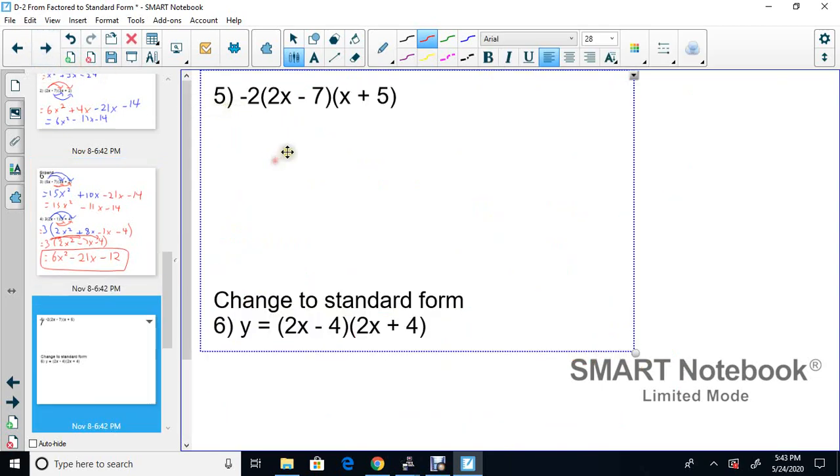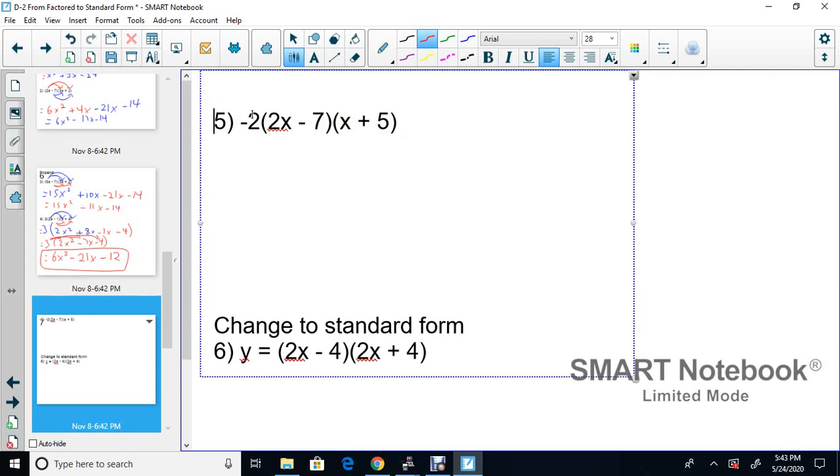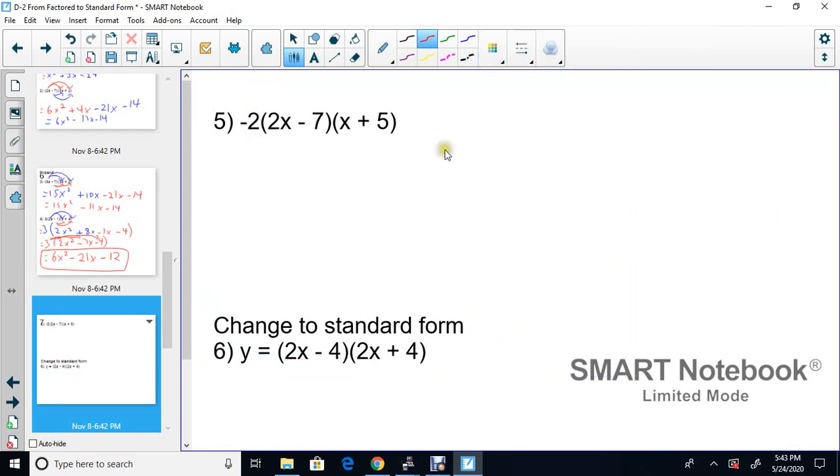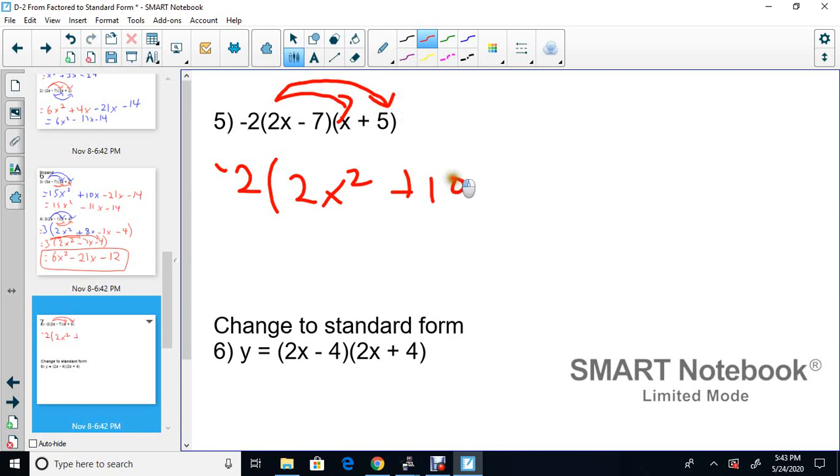Okay, number 5. So we got another one here. There's a negative 2 in the front. And you got 2x minus 7 and 2x minus 5. Let's take a look at number 5 before we do 6 here. So negative 2. So same idea. Put negative 2 here and put a bracket. You multiply the 2 times the x. You get 2x squared. Then the 2 times 5. 2 times 5 is plus 10x.